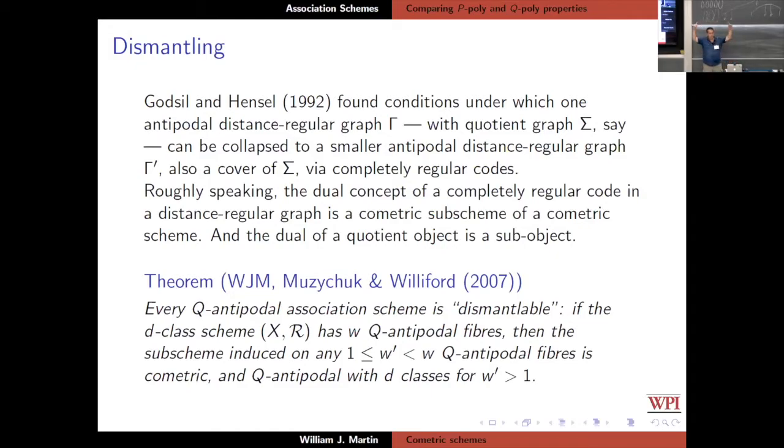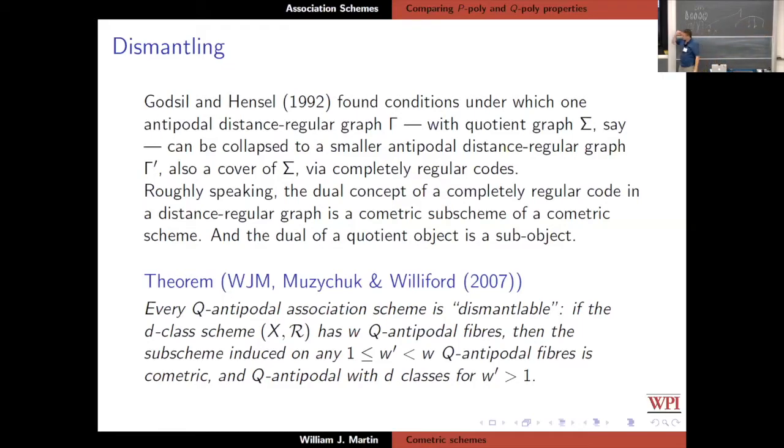It's a very easy theorem that any subset of an antipodal fiber is a completely regular code in a distance regular graph. So any subset of an antipodal fiber is always a completely regular code. But if your antipodal fibers had size 4 and you had a group of automorphisms that had these sub-objects as orbits, then you can collapse those down and you can get an intermediate antipodal cover. And so Godsil and Hensel constructed these new antipodal covers by partially squashing previously known antipodal covers.